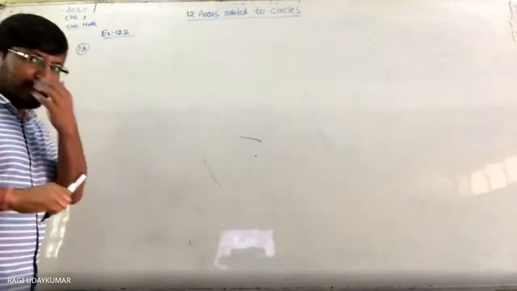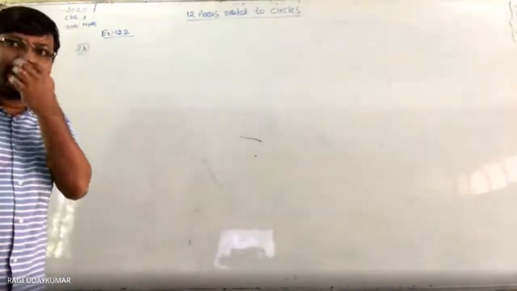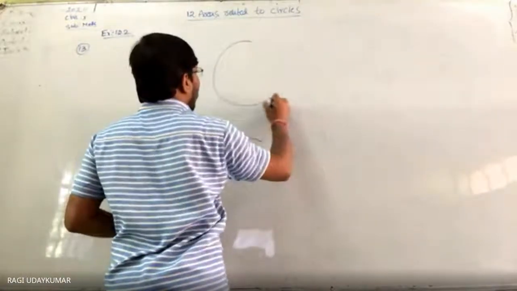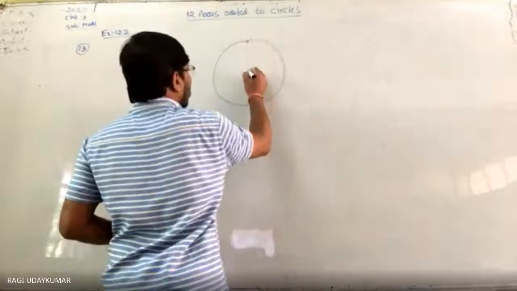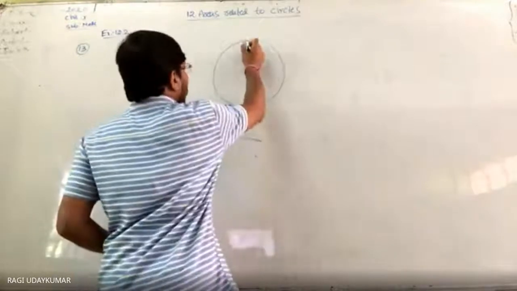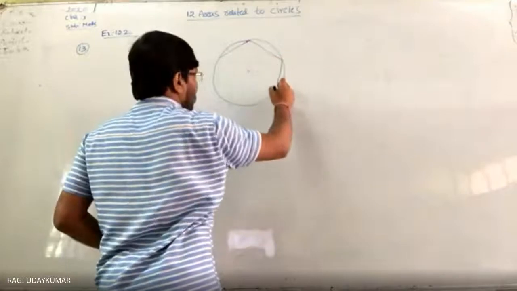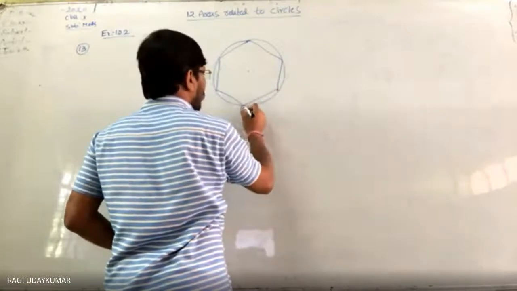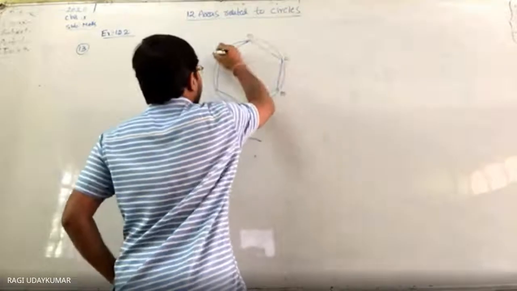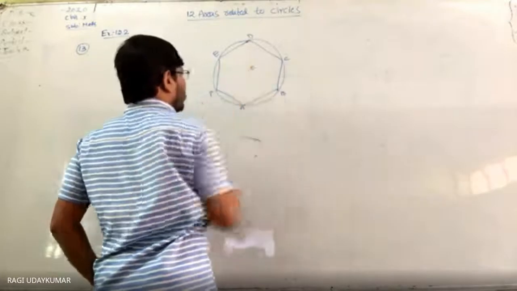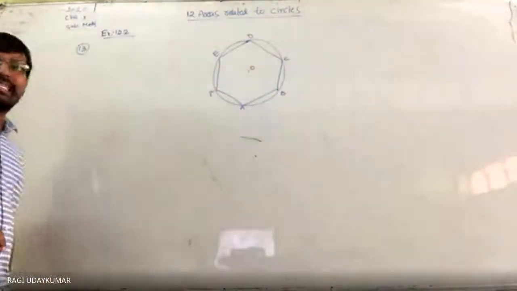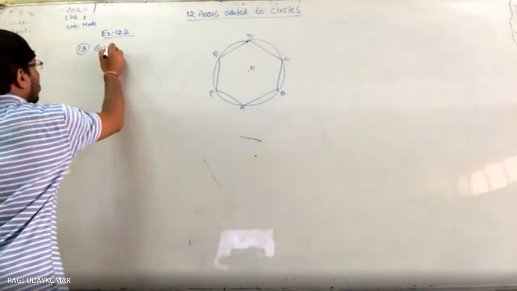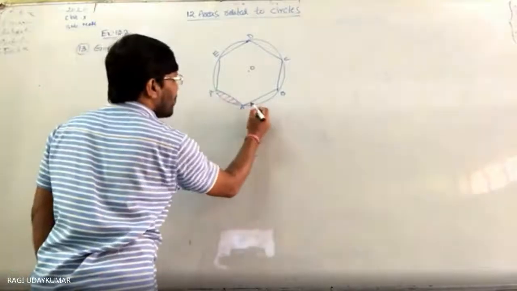So here the question is given to you. A round table cover has 6 equal designs as shown in the figure. How is it shown in the figure? One hexagon is taken. It is in a hexagonal shape. A, B, C, D, E, F, O. 6 equal parts. The angle is not given to you here. The radius of the cover is given. So this design you need to find out.